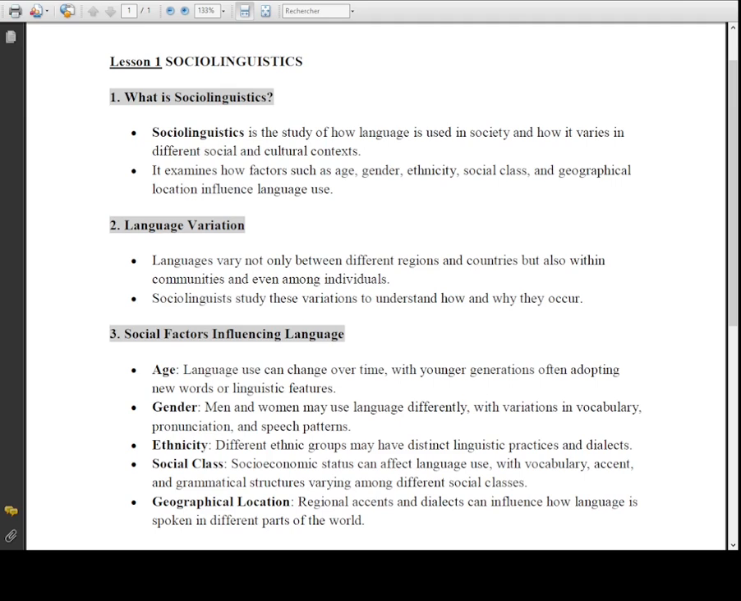Socioeconomic status can affect language use, with vocabulary, accent, and grammatical structures varying among different social classes. For example, the way a rich person speaks and how a poor or casual person speaks differs. A rich person speaks with confidence, audacity, and a lot more confidence in their words.